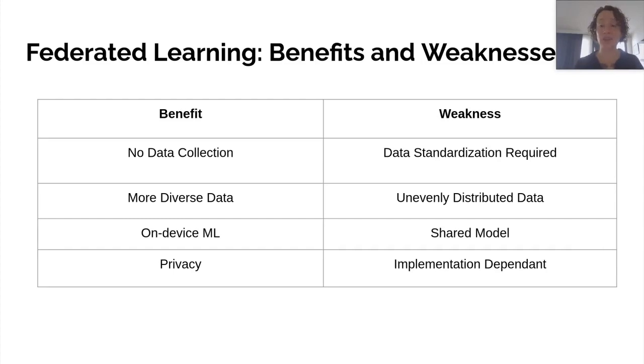When it's on the device, it needs to be ready for machine learning, or it needs to be quickly ready for machine learning. This is great if you've already standardized data on your devices, but maybe it would be hard if you haven't thought about that problem yet. Second huge benefit is more diverse data sets.